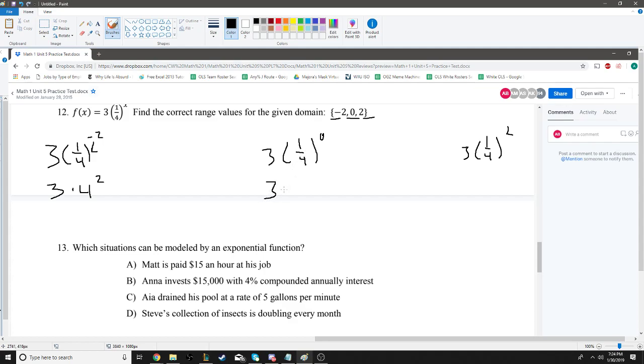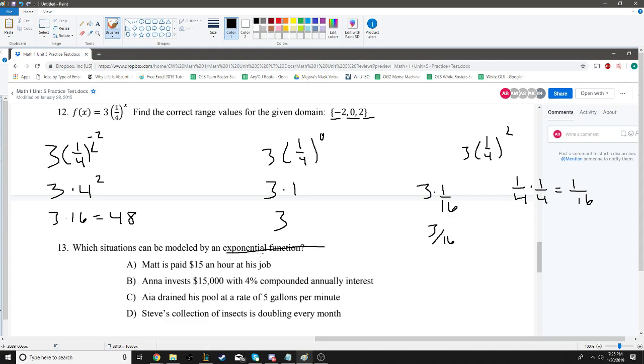Anything to the 0 power is 1, so this is 3 times 1. And since this is 1/4 squared, that means you're multiplying by itself. 1/4 times 1/4 is 1/16. So this is 3 times 1/16. So your final answers are going to be 3 times 16, which is 48. 3 times 1 is 3. And 3 times 1/16 is 3/16.